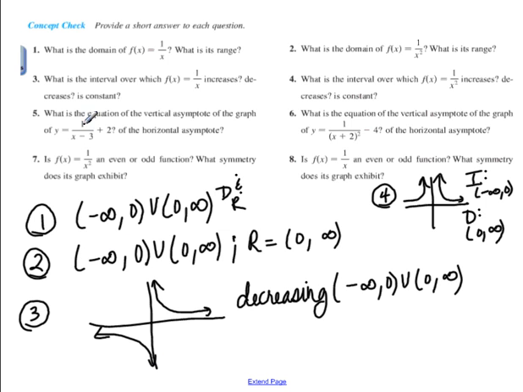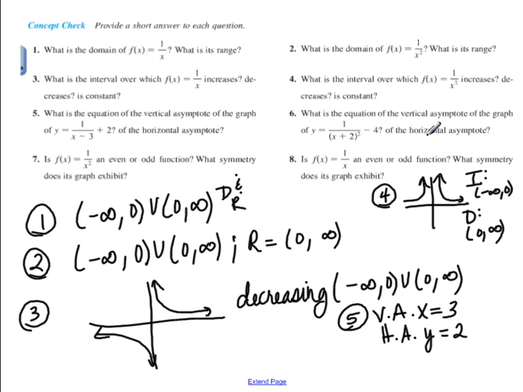Number 5 says, what is the equation of the vertical asymptote of the graph y equals 1 over x minus 3 plus 2, and of the horizontal asymptote. Well, remember the vertical asymptote is where the function is undefined. In other words, what makes the denominator 0? So here it would be undefined at the value of 3. So for part 5, our vertical asymptote would be at x equals 3. And the horizontal asymptote is actually whatever this outside changes, because it's shifting it up 2, so it's going from y equals 0 now up 2 units to be y is equal to 2.